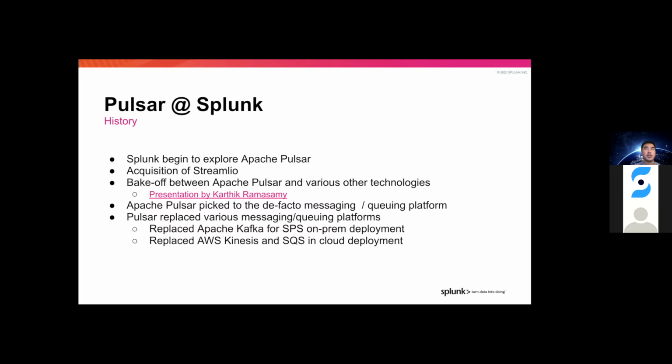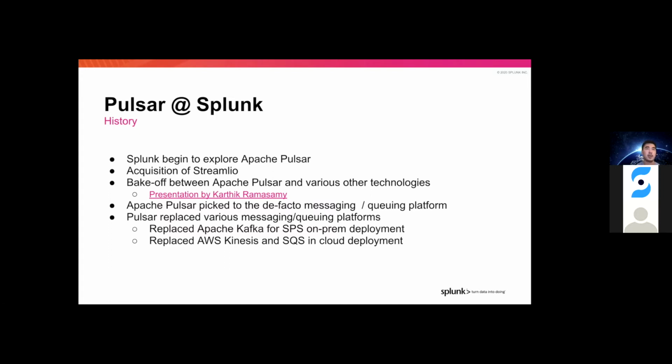What really pushed Splunk to explore Apache Pulsar more seriously was when Splunk acquired Streamlio, which I was a part of. At Streamlio, we worked a lot on Apache Pulsar and developed a lot of expertise in it. After the acquisition, there was essentially a bake-off between Apache Pulsar and various other technologies. My manager and coworker, Karthik Ramasamy, gives a pretty good presentation on the results of that bake-off and a lot of details of the benchmarks we have done.